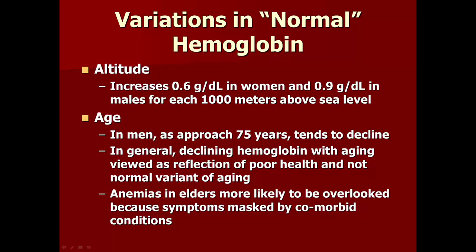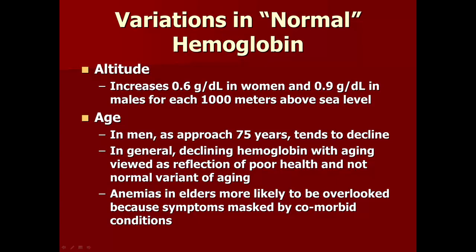Before we talk about absolute pathologies, let's talk about some variations in normal hemoglobin, because these are things you need to take into consideration as you are distinguishing between physiologic variation versus pathology. One of the variations is altitude. As you go above sea level, the level of hemoglobin will increase. So the hemoglobin will increase approximately 0.6 grams per deciliter in women and 0.9 grams per deciliter in males for every 1,000 meters above sea level.